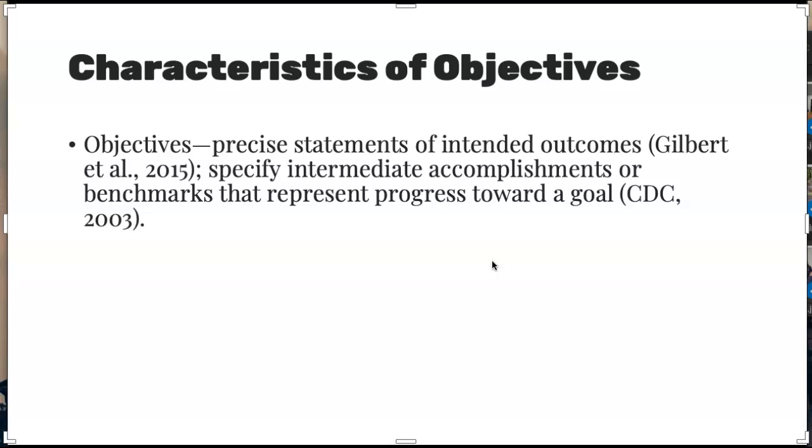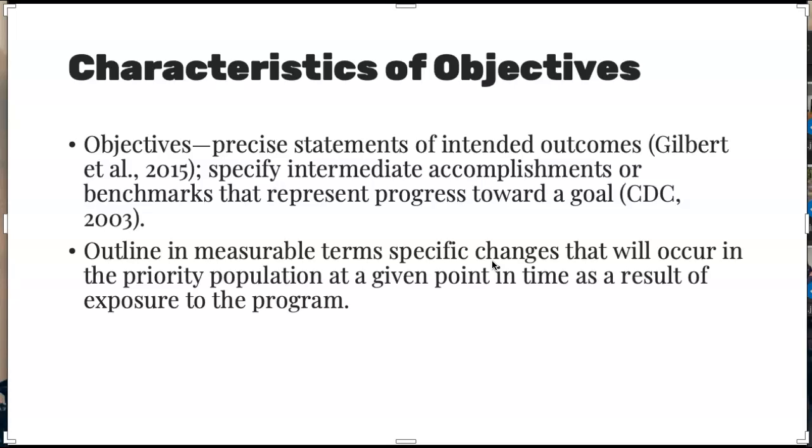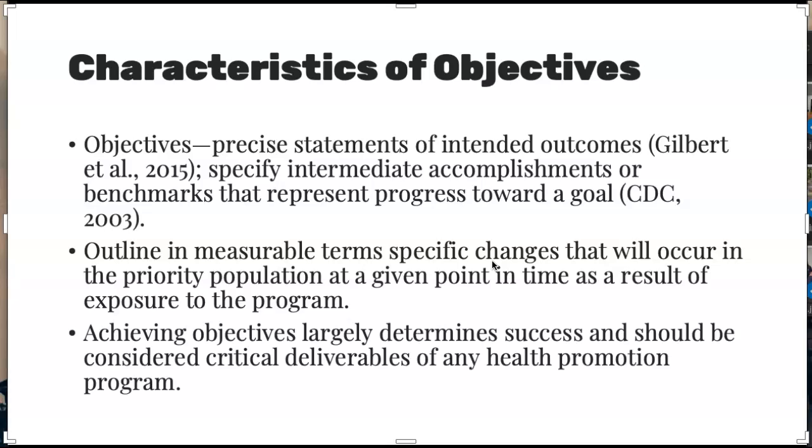Objectives are the precise statements of the intended outcomes. Okay, they may specify the intermediate accomplishments or benchmarks that represent progress toward a goal. They really are the things that outline, in very specific, measurable terms, what changes are going to occur in the priority population at a given point as a result of exposure to the program or activity. Okay, so objectives, we're going to be writing SMART objectives, not SMART goals.